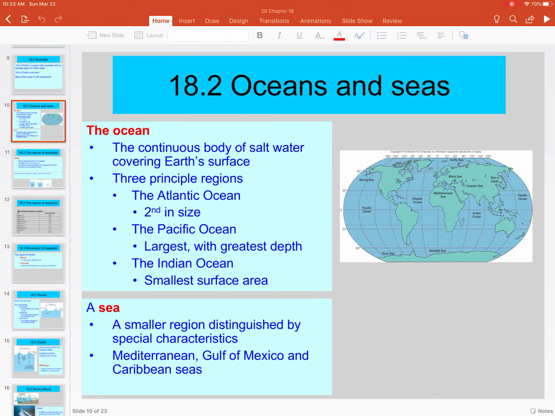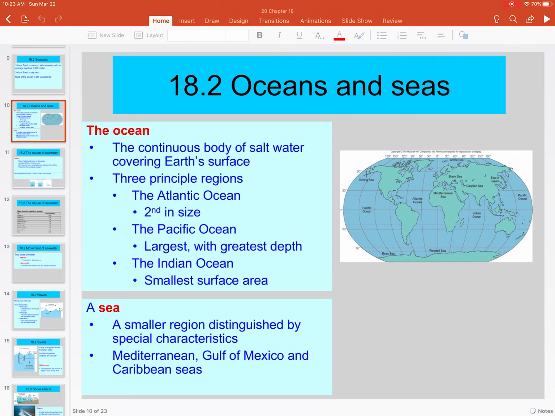The three principal regions are the Atlantic Ocean, which is on our east coast, on the west coast of Africa and Europe. It's second in size. The Pacific Ocean, which is on our west coast and is on the eastern coast of Asia, Japan, Australia, and it's the largest with the greatest depth, the deepest ocean. The Indian Ocean is between the eastern coast of Africa, south of India, and the western part of Australia, and it has the smallest surface area, and that's our third principal region.